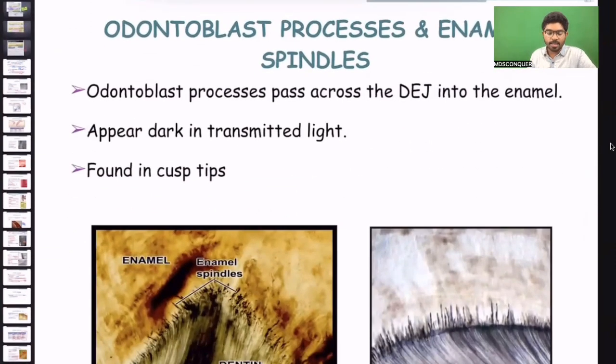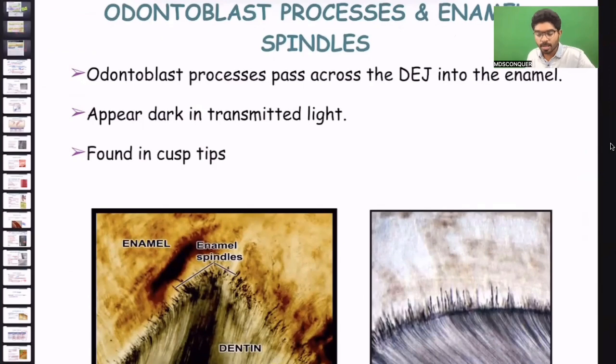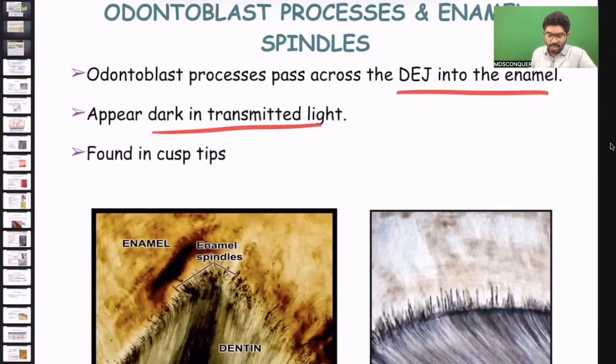The next one is odontoblast processes and enamel spindles. Odontoblastic processes pass across the dentino-enamel junction and enter into the enamel. They appear dark in transmitted light and are most commonly seen at the cuspal tips.